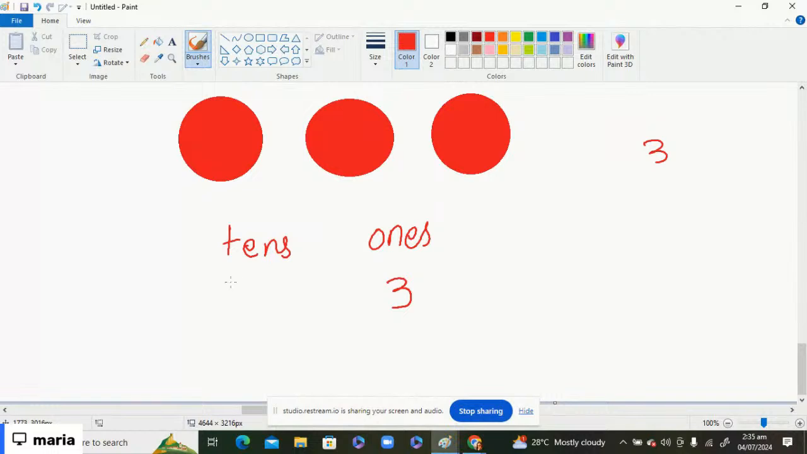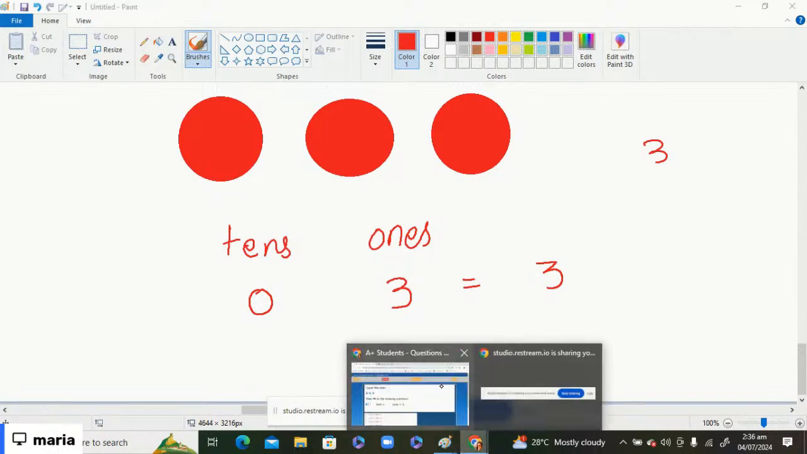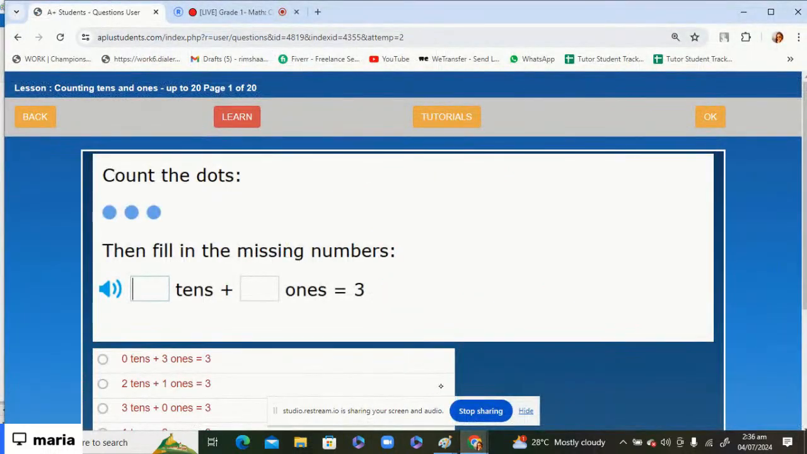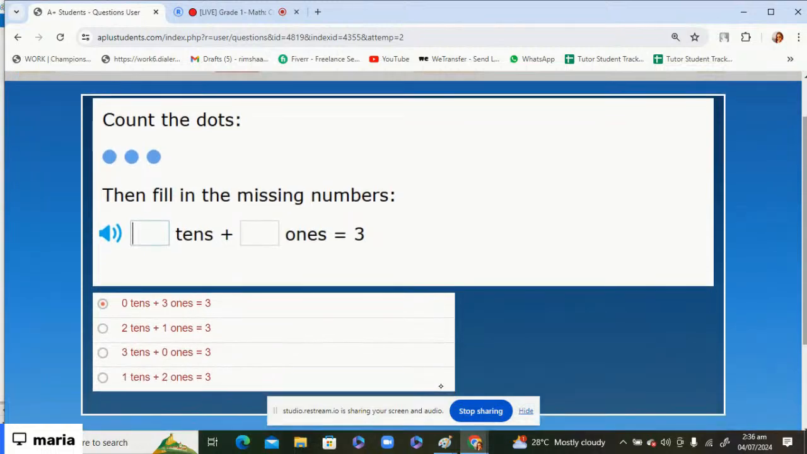So which number is in the tens place? It's 0. And what's the total answer? It's 3, because 0 plus 3 is 3. We're going to add all the numbers. So it's 0 in the tens place, 3 in the ones place. So the answer is 3. Is it the right option? Option A.